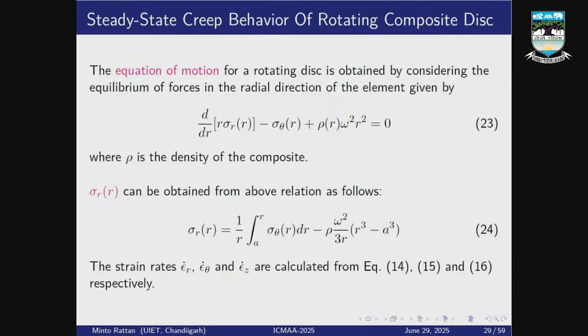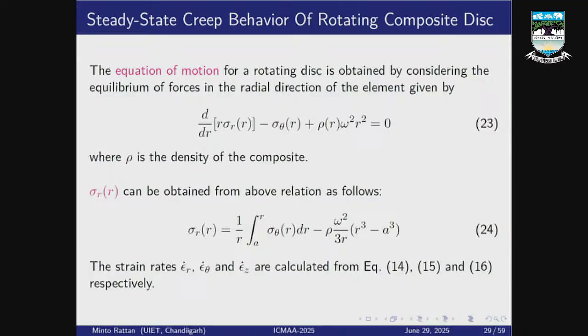The equation of motion for a rotating disk of uniform thickness h may be obtained by considering the equilibrium of an element in the composite disk confined between radial distance r and r plus dr and an interval of angle between theta and theta plus d theta. The equilibrium of forces in the radial direction of the element under assumed conditions gives the following equation of equilibrium.